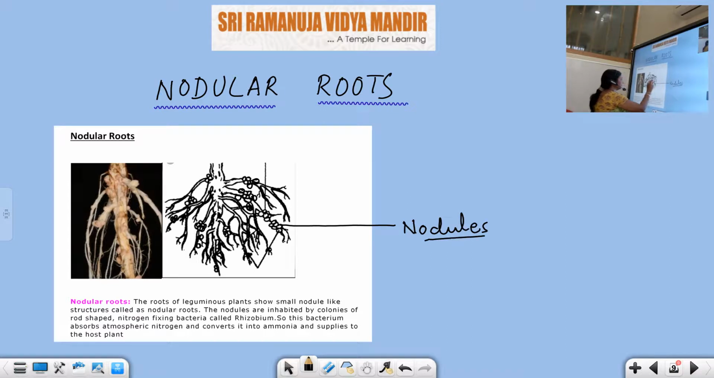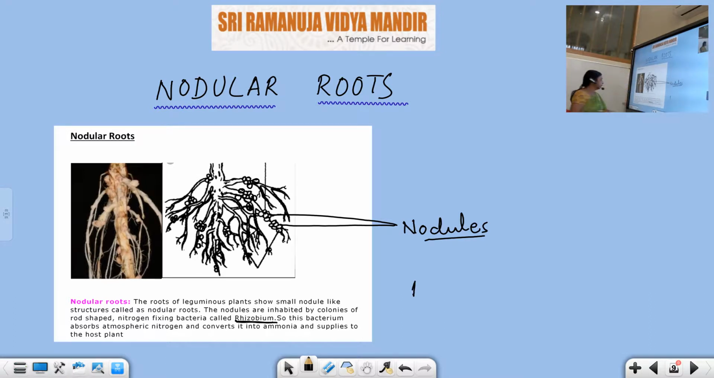Due to the presence of these nodules, it is called nodular root, and the nodules are inhabited by colonies of rod-shaped nitrogen-fixing Rhizobium bacteria. The bacterium's name is Rhizobium, and its shape is rod. Some bacteria are circular, round shaped, and some are rod shaped. So Rhizobium bacteria is rod shaped in structure.